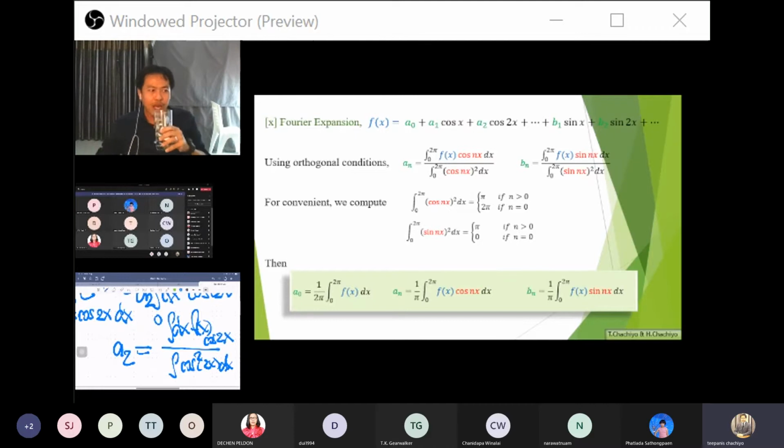Okay, very simple. Notice that we are multiplying that basis cosine nx to get the coefficient an. Multiply the basis sine nx to get the coefficient bn, and so forth. And that 1 over pi comes from the denominator of the equation right here.